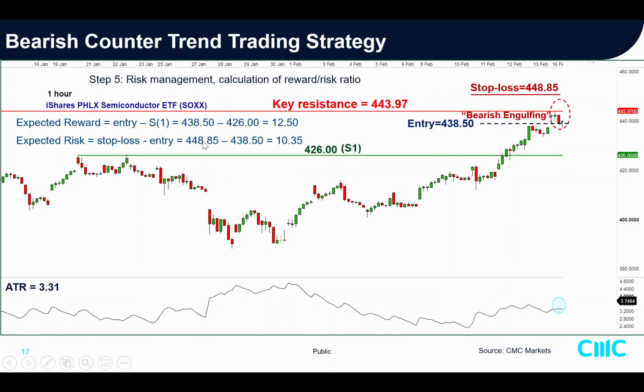So the risk will be the stop loss minus the entry, 448.85 minus 438.50, to give us $10.35. So the expected reward risk ratio, the reward divided by the risk, will be 1.2, which is acceptable, which is more than 1.